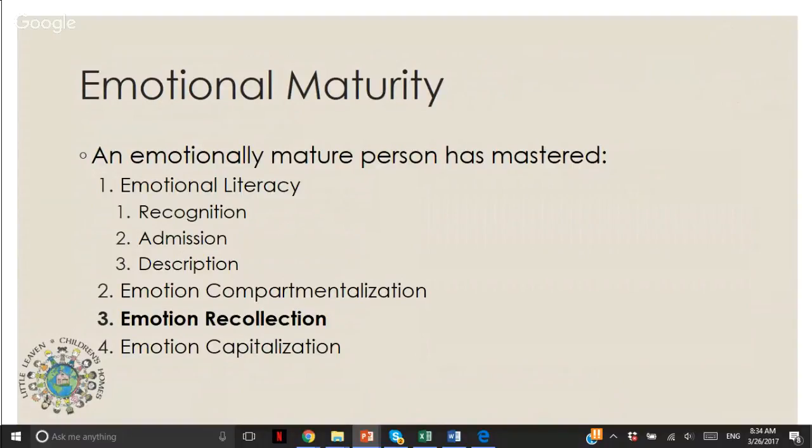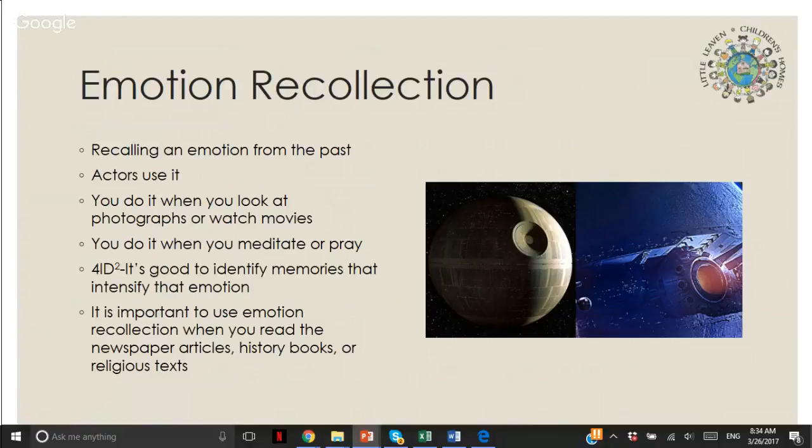Emotional maturity. An emotionally mature person has mastered emotion. So we're back at emotion. Our steps now are emotional recollection. Emotional recollection is when you recall an emotion from the past. Actors use it a lot. You do it when you look at photographs and watch movies. You remember things from the past.